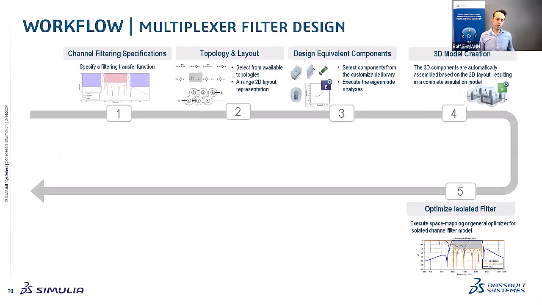So what we did was we came up with this new workflow based on all the building blocks that we already have and enhanced for this. The workflow is similar to what I showed before, where you start with your specifications for your channel filter. You select the topologies you want, you get to the optimized isolated filter, and then you repeat that for each channel, and you basically build these models into a single project.